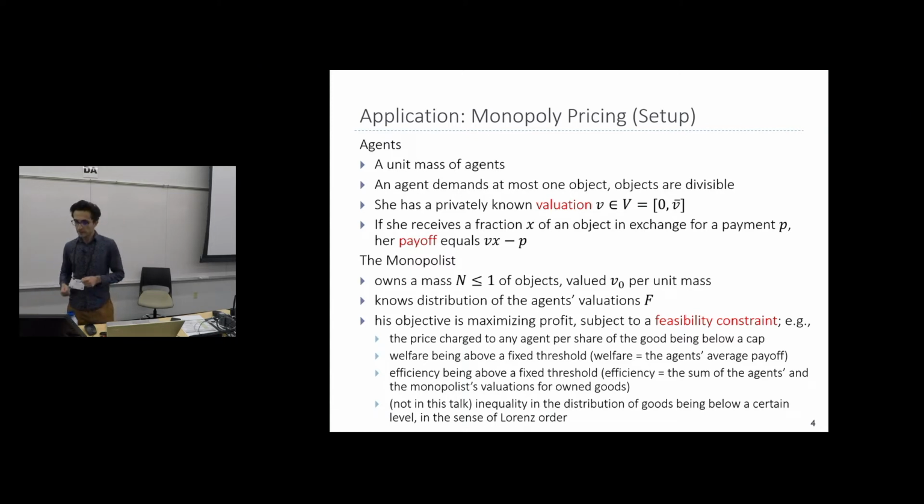There is another type of constraint that our framework allows, but I won't cover it in this talk. You can see the paper for that. These are upper bound guarantees on the amount of inequality induced after distribution of the good. And we measure inequality in the sense of Lorenz order. But again, this is outside of the scope of the talk.